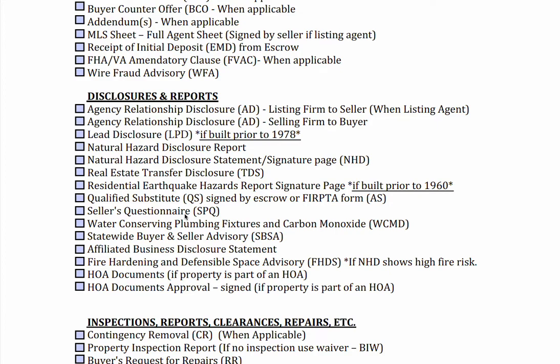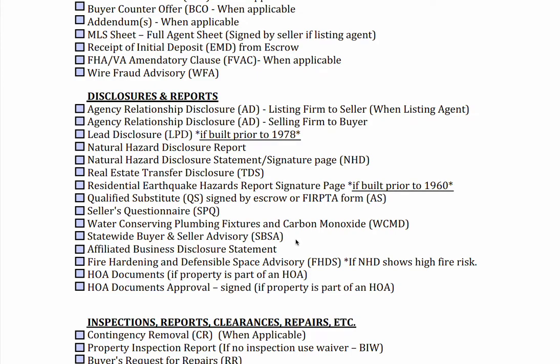Seller's questionnaire, not required by law, but very smart to have in your file. Water conserving plumbing fixtures and carbon monoxide. This is a combo form, 2 functions, 1 form, required by law. Statewide buyer and seller advisory, not required by law. Again, smart to have in your file.